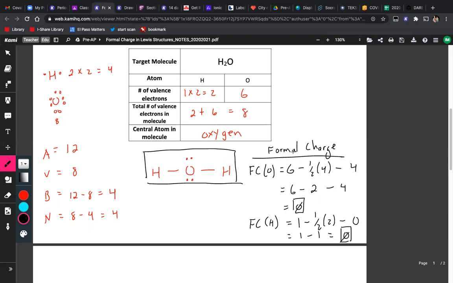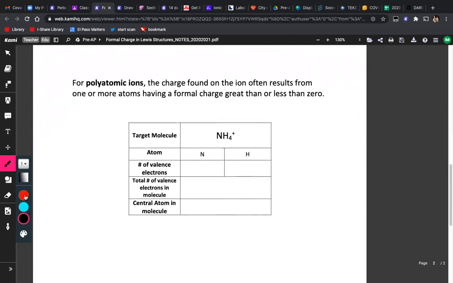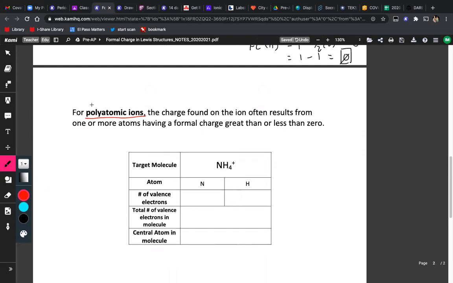This is going to get really handy for when we're working on polyatomic ions, which we happen to have right here. Okay, so what is a polyatomic ion? Now I know for 7th period, I didn't get a chance to cover this in class. I will go ahead and cover what polyatomic ions are on Thursday.